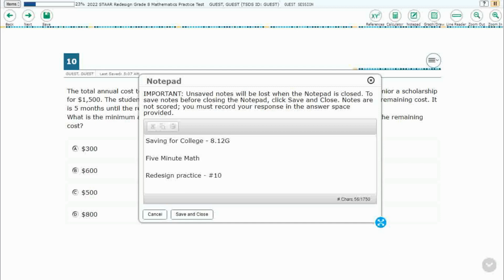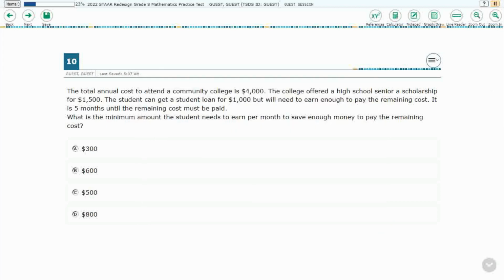Today we are looking at the 8th grade concept of saving for college. This is standard 8.12G in the great state of Texas, and we are using item number 10 of the Redesign Practice Online STAAR test. If you haven't done so already, please go ahead and take a moment to pause the video, work this problem out on your own, unpause it, and we will look at our answers together.